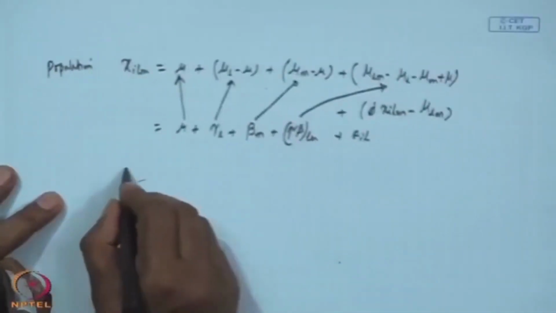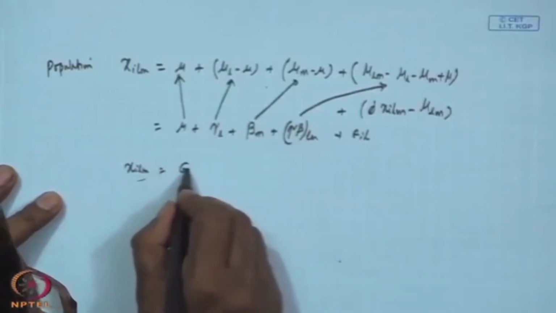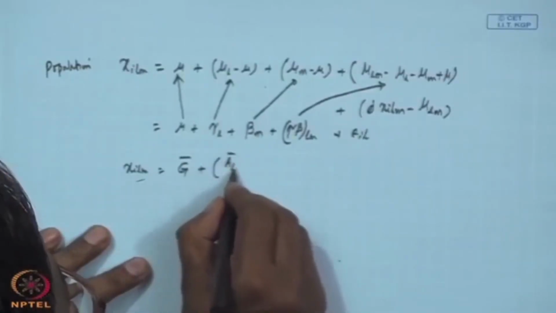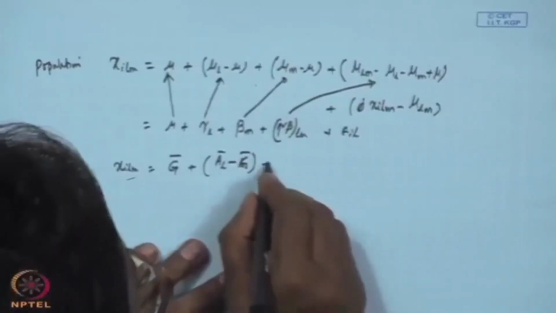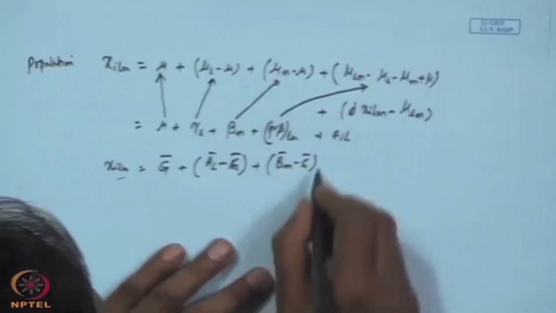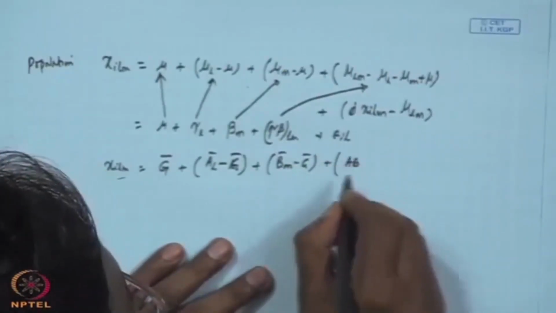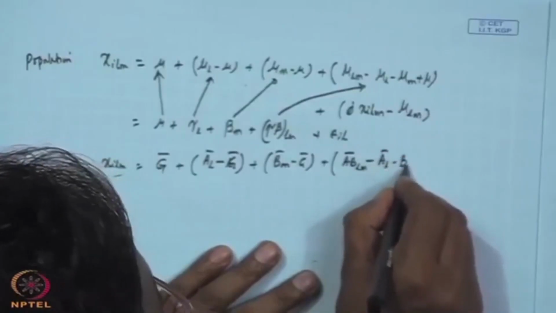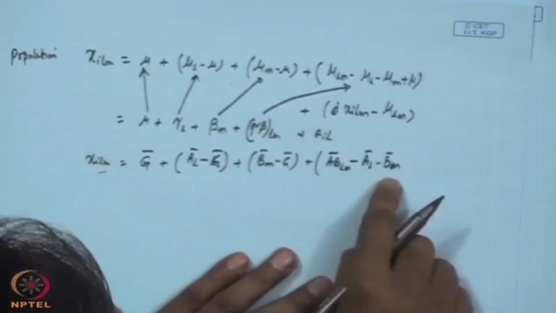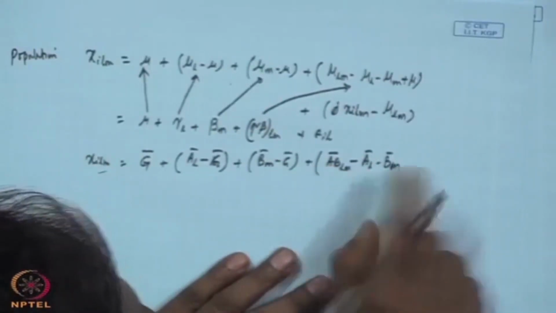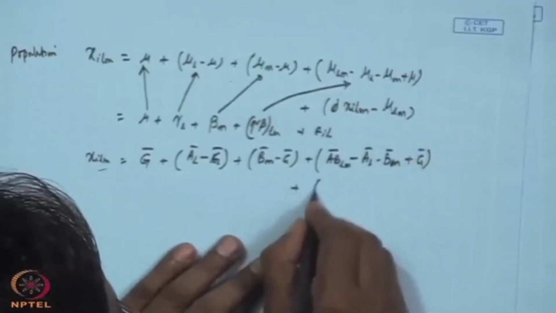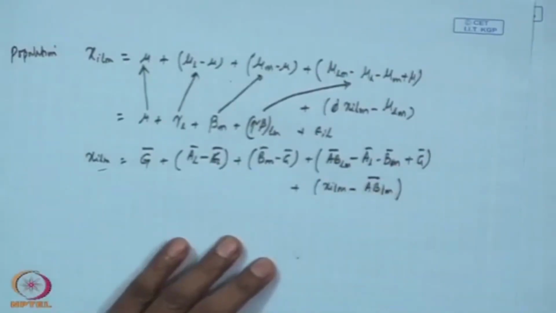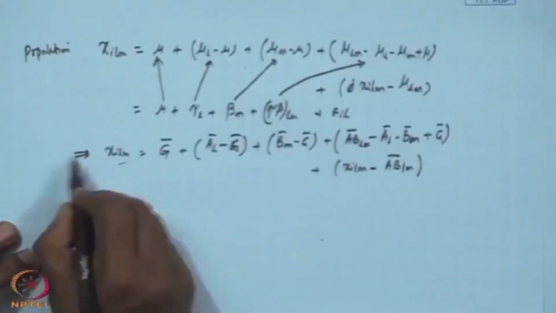So, now the sample counterpart. If we find X_ILM, we have written it like this: G bar, that is the grand mean, plus (A_L bar minus G bar), plus (B_M bar minus G bar), plus (AB_LM bar minus A_L bar minus B_M bar plus G bar), plus (X_ILM minus AB_LM bar). So, this is in the sample domain.